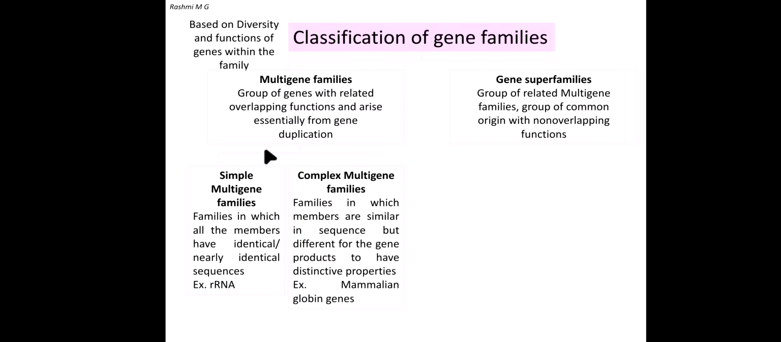And under multi-genes there are subtypes like simple multi-gene families and complex multi-gene families, which refers to the families in which all the members have identical or nearly identical sequence, and families in which members are similar in sequence but different from the gene products to have distinctive properties. And also we discussed about the different types of genes. The gene is having intron region, which is non-coding DNA sequence, and it is having exon regions, which is coding DNA sequence.